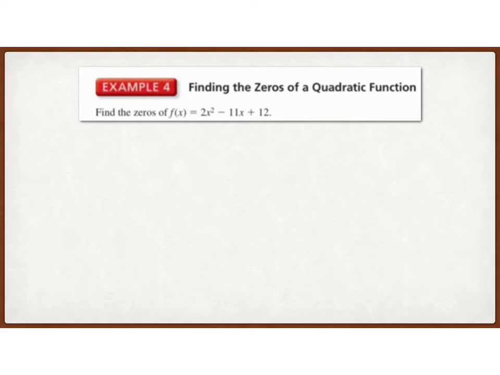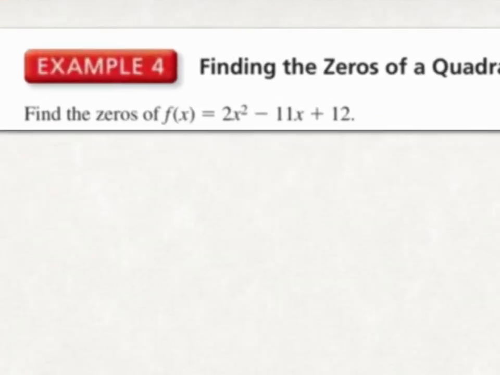All right. So now we have one that says find the zeros of the quadratic function. This is the same thing, except it gives us f of x, but we just change this to be 0. So f of x is just a fancy way of saying y. When it says find the zeros, we set our function equal to 0. So this is 0 is equal to 2x squared minus 11x plus 12.